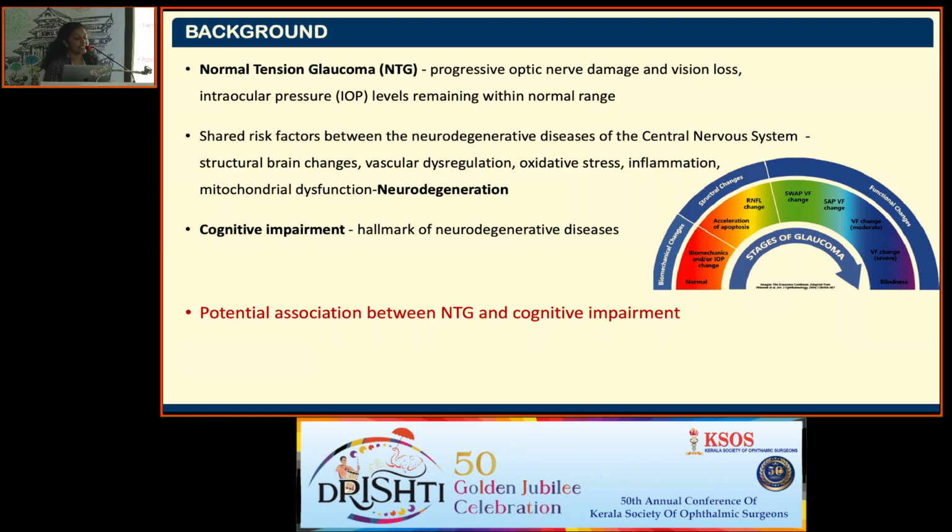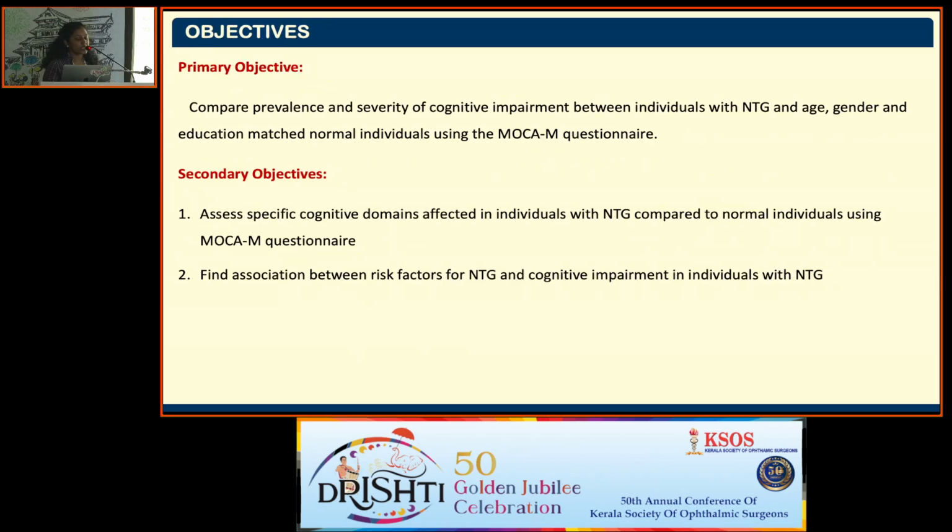Cognitive impairment is the hallmark of neurodegenerative diseases, and this study was done to find out any potential association between normal tension glaucoma and cognitive impairment. Our primary objective was to compare the prevalence and severity of cognitive impairment between individuals with normal tension glaucoma and a control group. Secondary objectives were to assess the specific cognitive domains affected in individuals with normal tension glaucoma and to find any association between risk factors for NTG and cognitive impairment.